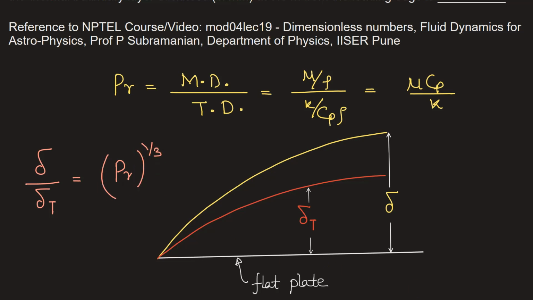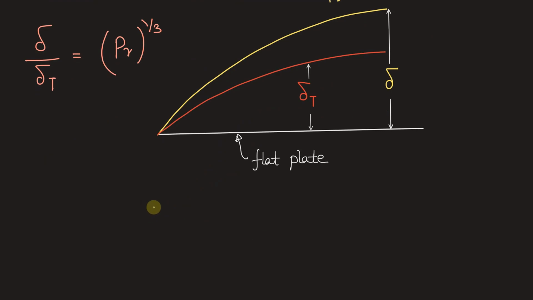Now in the problem, it is given that Prandtl number is equal to 1. So Pr is equal to 1. That means the hydrodynamic boundary layer thickness is equal to the thermal boundary layer thickness. Let this be equation number 1. Therefore, if we can find the hydrodynamic boundary layer thickness, that will be equal to the thermal boundary layer thickness, which we need to find in this problem.